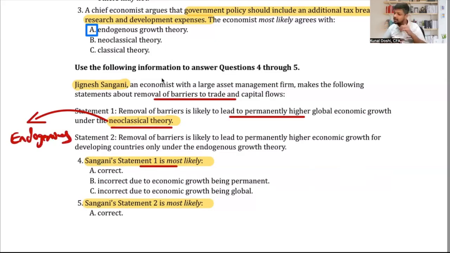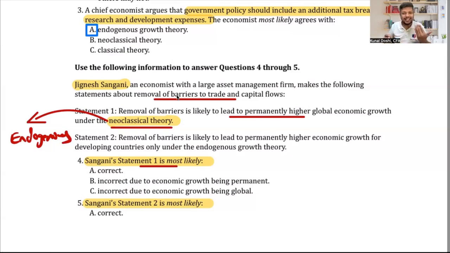Well, it is incorrect. But due to what? Due to economic growth being permanent or due to economic growth being global? Can you tell me? First of all, it is incorrect. Why? Because it's not as per the neoclassical, it is as per the endogenous. So which one is the incorrect one?